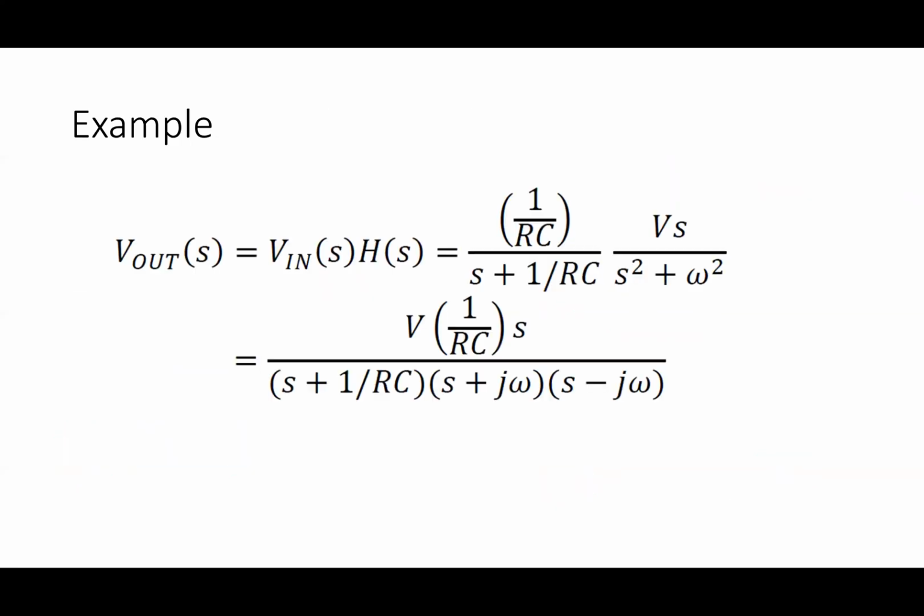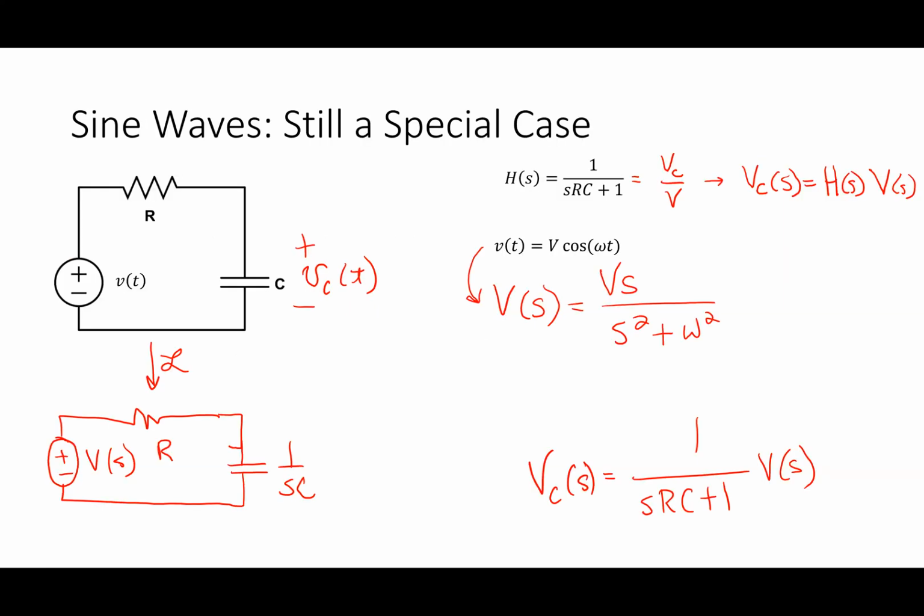If you wanted to solve this, I had my V out of S. Oh boy, I changed it, so V sub C... Let's call this V out and let's call this V in. So this can be V out of S, and this can be V in of S.